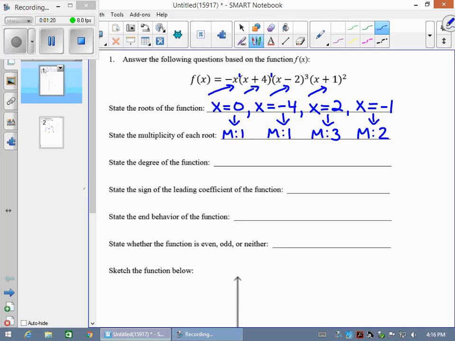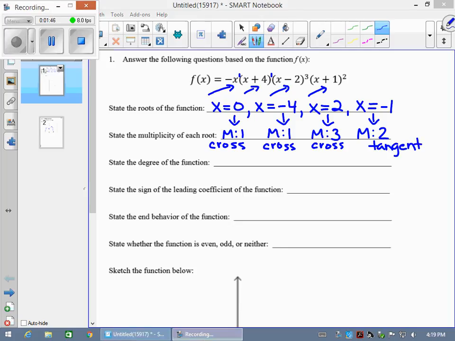Let's just review what multiplicity really tells us. If the multiplicity is odd, that tells me that my graph is going to cross the x-axis at that root. So where the multiplicities are 1, 1, and 3, the graph will cross the x-axis. Where my root of negative 1 has a multiplicity of 2, that means my graph will be tangent to the x-axis at that root.